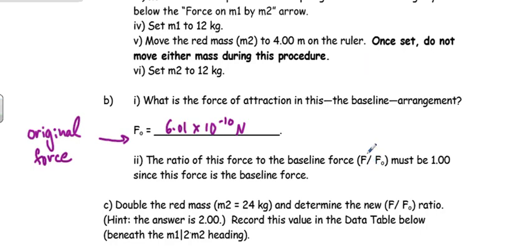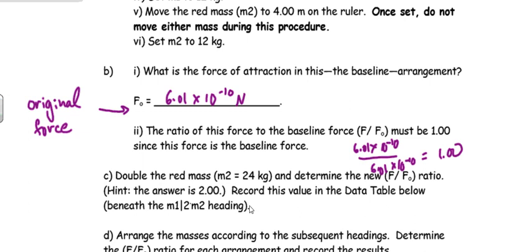So the new force divided by the old force, because I would have 6.01 times 10 to the minus 10 divided by 6.01 times 10 to the minus 10, so of course that would give me 1. So that's the baseline force, okay?